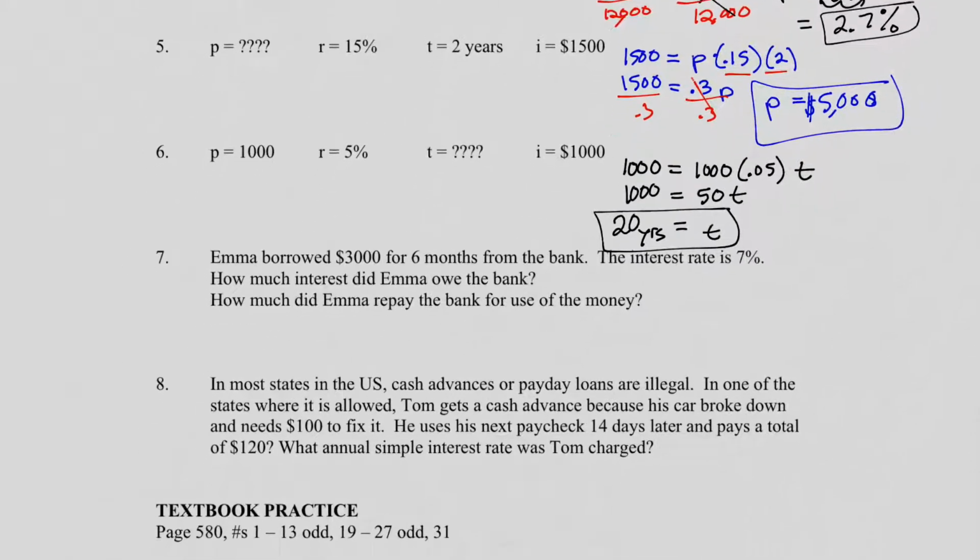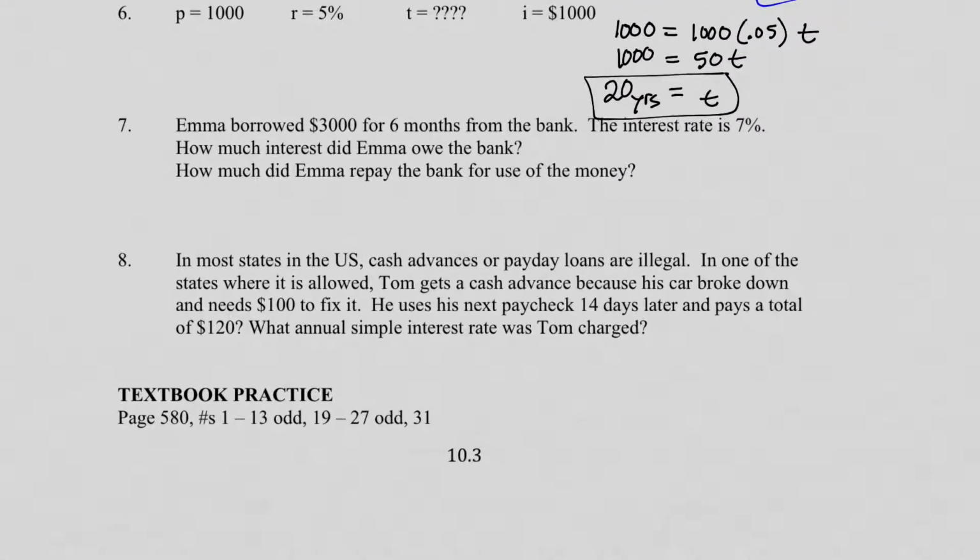Okay, so now let's take a look at a couple of word problems or application problems. And so we have Emma borrowed $3,000 for 6 months from the bank. The interest rate is 7%. How much interest did Emma owe the bank, and how much did Emma repay the bank for the use of the money? Okay, so again, there's a cost of borrowing. So she's borrowing $3,000 only for half of a year. Okay, this interest rate is actually for the whole year, so it's not going to be that much.